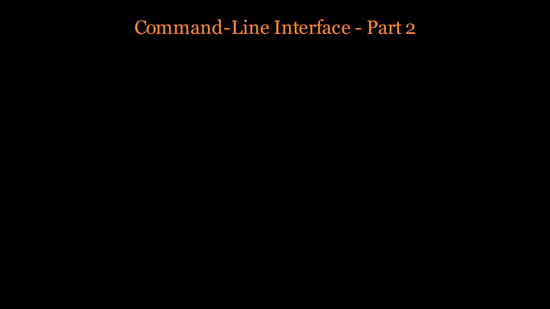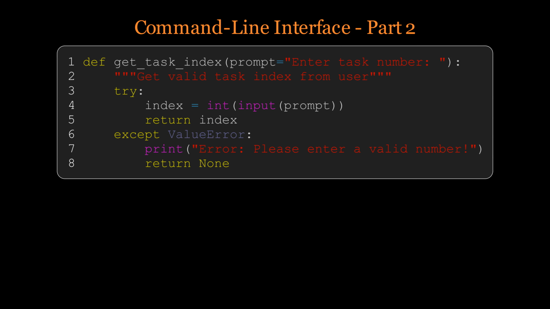We also need a function to get task indices from users. This will validate that users enter valid numbers when selecting tasks to modify or delete. The getTaskIndex function takes a prompt message with a default value. It tries to convert the user's input to an integer using the int function. This is wrapped in try except because if the user enters text like hello, int will raise a value error.